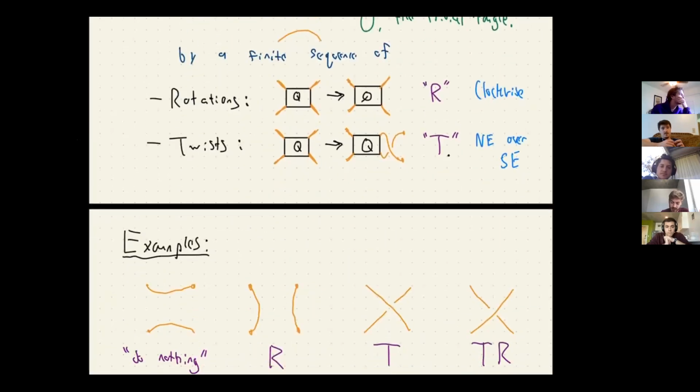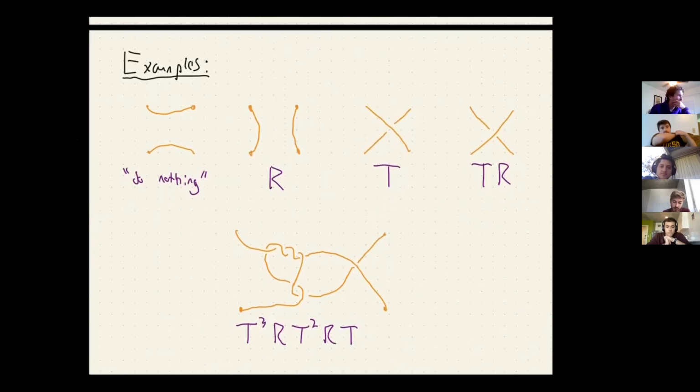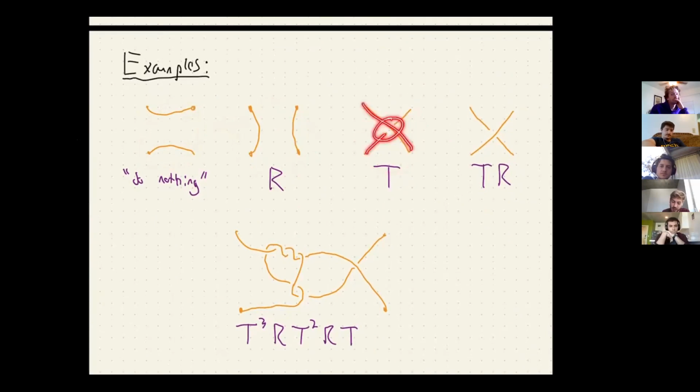Okay, so let's see some examples of what's going on here. So we already saw this trivial tangle. That's if we just do nothing. So that's our starting point. If we take that and we rotate, this is what you end up with. And if we take the trivial tangle and then we perform one twist, we get this, where this strand crosses over this strand.